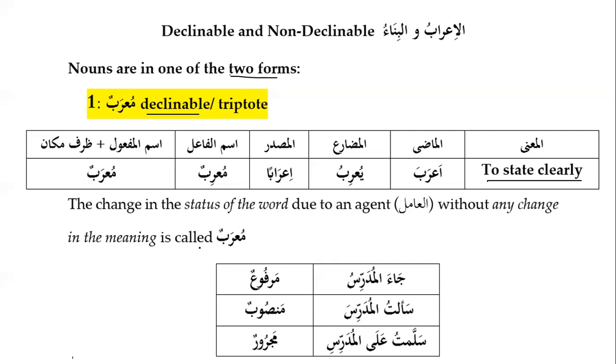All right, so the change in the status of the word due to an agent, al-amil, without any change in the meaning is called mu'rabun. So what is mu'rabun? As we can see here, declinable or triptot, that the status of the word will change, but the meaning will not change. What is meant by the status? That's why it's named status. Like it could be marfu, it could be mansub, and it could be majrur.